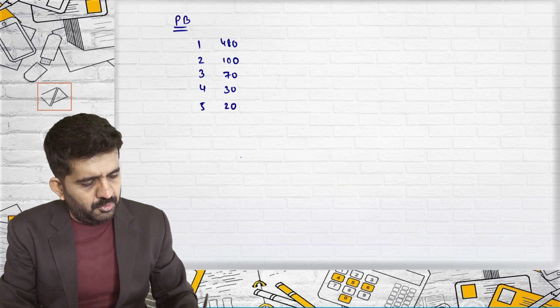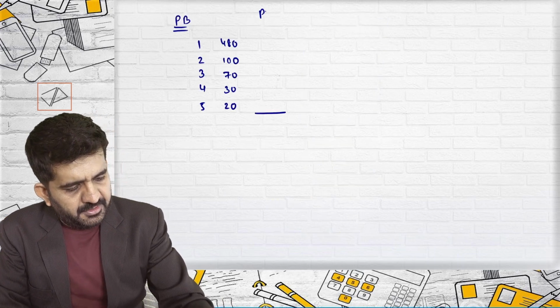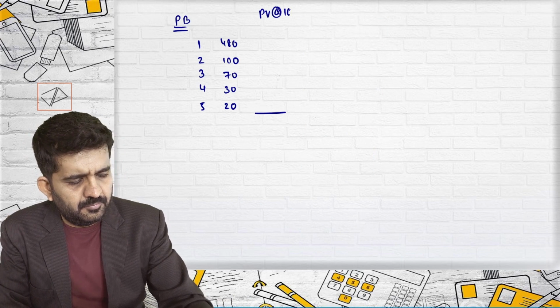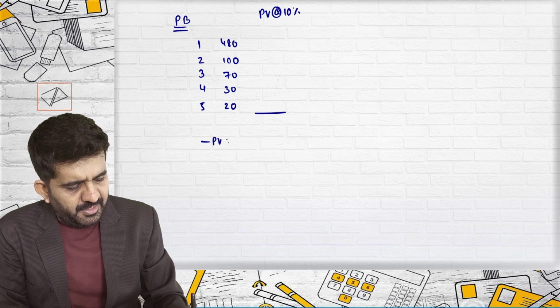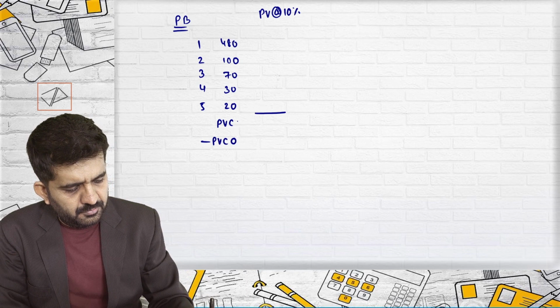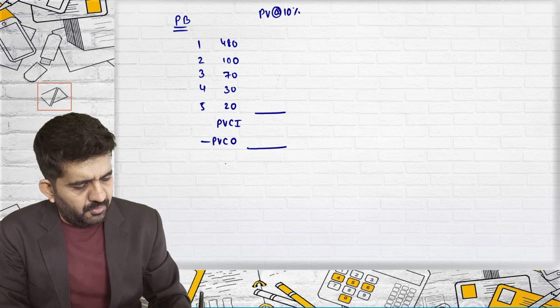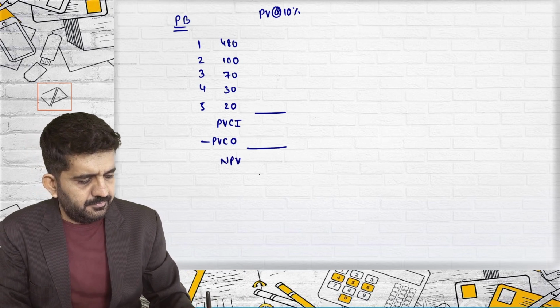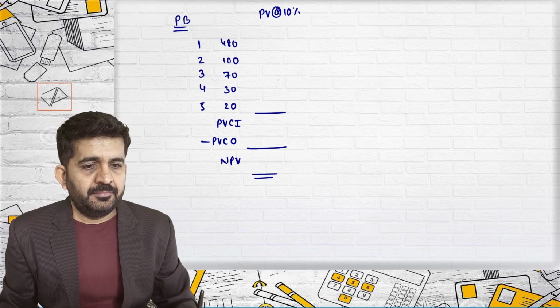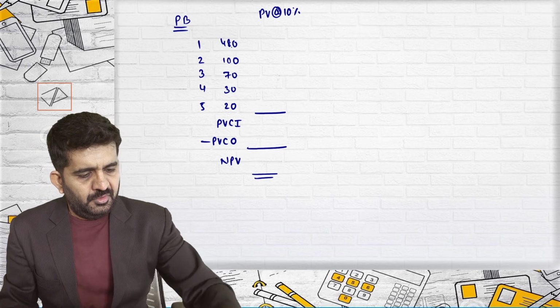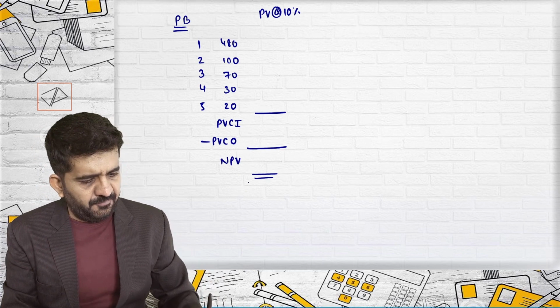First, I need to find out present value at the rate of 10%. Present value of cash inflow minus present value of cash outflow will be NPV. This is all figures at the rate of 10%.